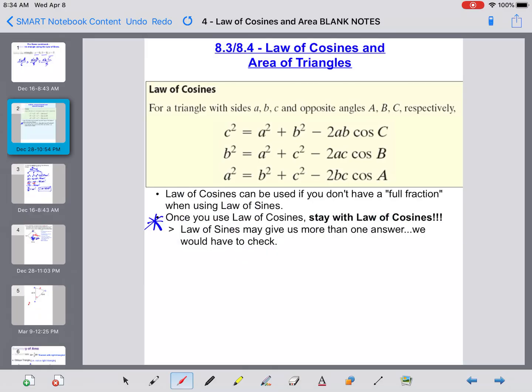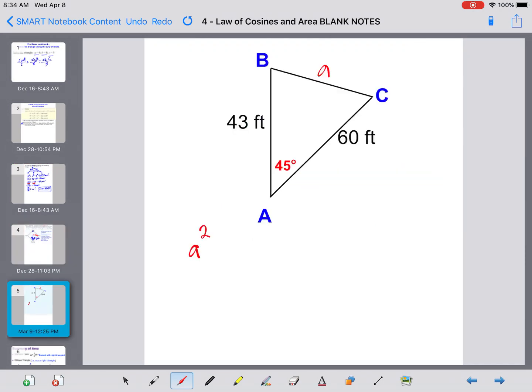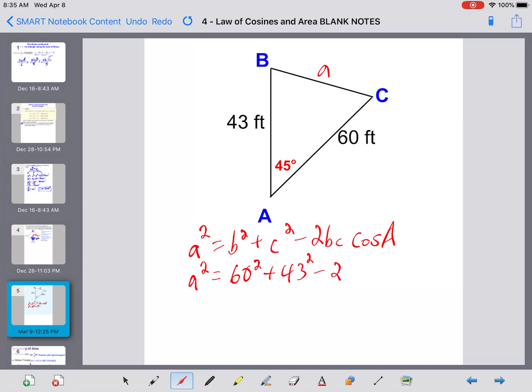So I'm using the last one here, right? Because A squared's on the left side by itself. So I get A squared equals, I'll write it out for the first one, B squared plus C squared minus 2BC cosine of A. So A squared equals 60 squared plus 43 squared minus 2 times 60 times 43 times the cosine of 45 degrees.